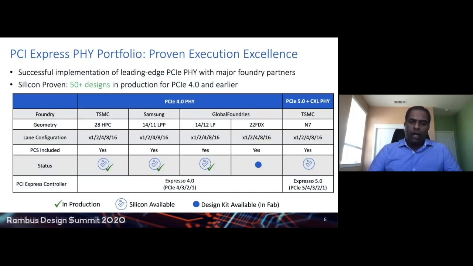Our PCIe 5 PHY is available in TSMC 28 nanometer, Samsung 14, and GlobalFoundries 12 nanometer. In these three nodes, our PCIe 5 PHY is silicon proven and in production with multiple customers. And we taped out our Gen 4 PHY in 22 FDX. And we do offer PCIe Gen 5 and CXL 5 in 7 nanometer. We have the silicon back in the lab, and we are working with a few lead customers.